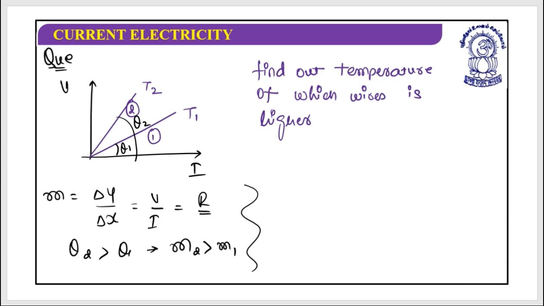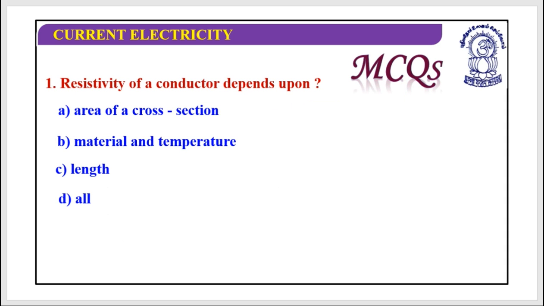And as the slope is greater, M2 is greater than M1, that means the resistance of the second wire is higher as compared to the resistance of the first wire. And as their resistance is higher, their temperature must be higher. So T2 must be greater than T1. Is it clear? So can you do this kind of questions? Great. Let's have a look at certain MCQs.